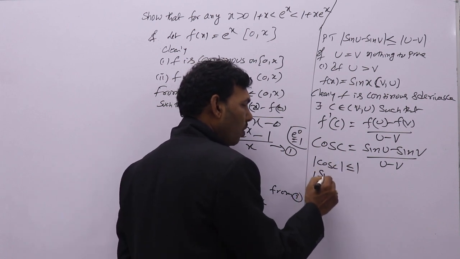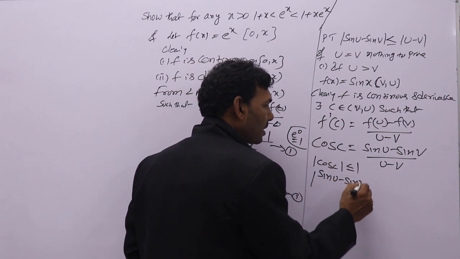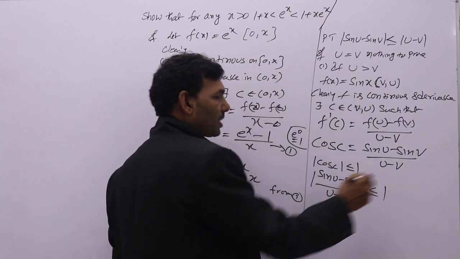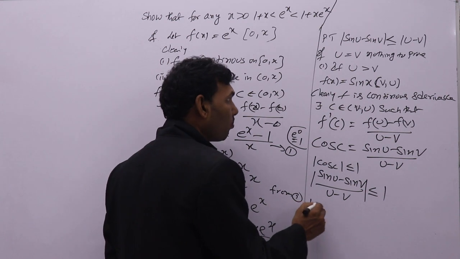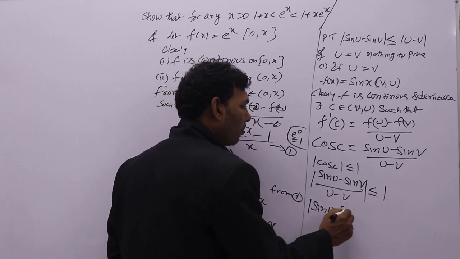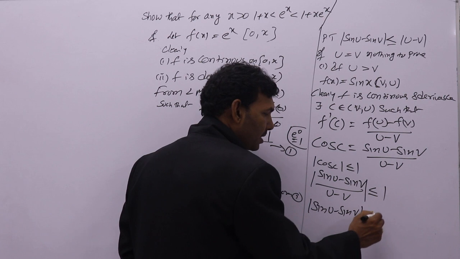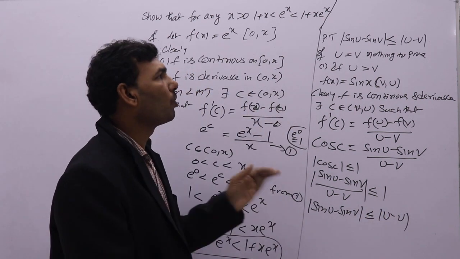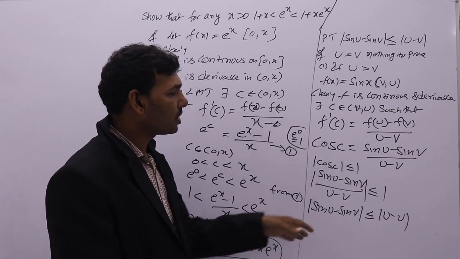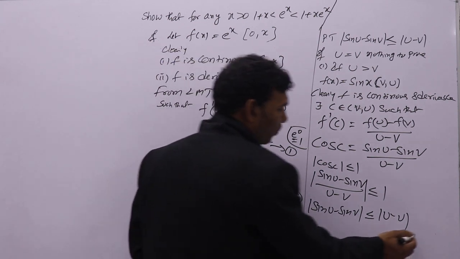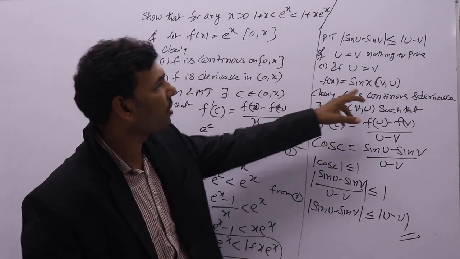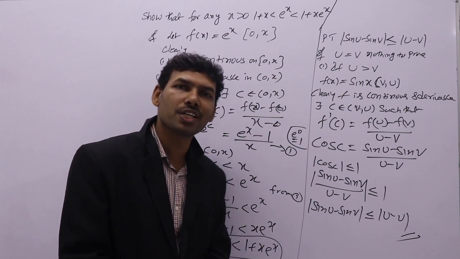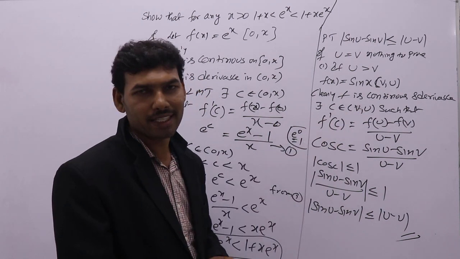That means mod sin u minus sin v by u minus v is less than or equal to 1. Send this u minus v to that side: mod sin u minus sin v is less than or equal to mod u minus v. Like that one can easily prove it when v is greater than u also, by a similar procedure. This is what we needed to prove. Are you clear? By assuming f of x as sin x, by taking that interval, sin x is always continuous and derivable. That's why I am applying Lagrange's mean value theorem.